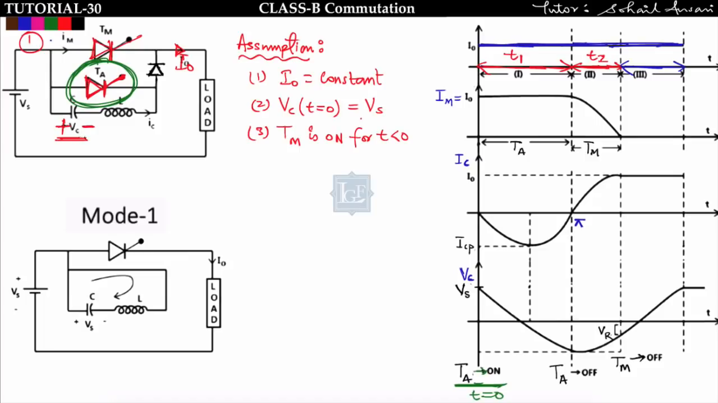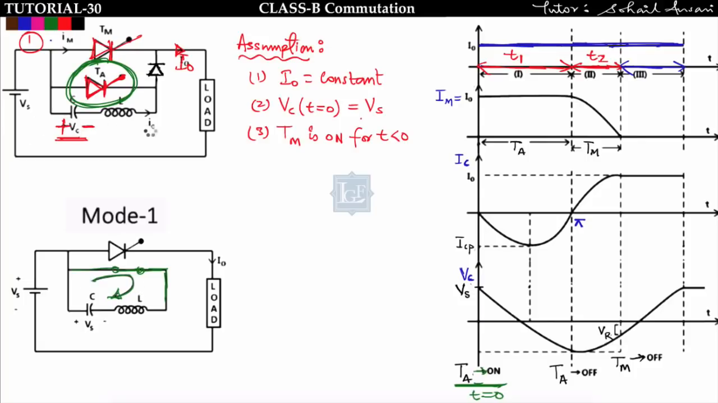Then what will happen? The voltage across the capacitor is like this. The moment you trigger this thyristor TA, it will be shorted. TA will be shorted like this. This is mode 1. And this capacitor will discharge like this, and the current flowing in this LC circuit will be like this.